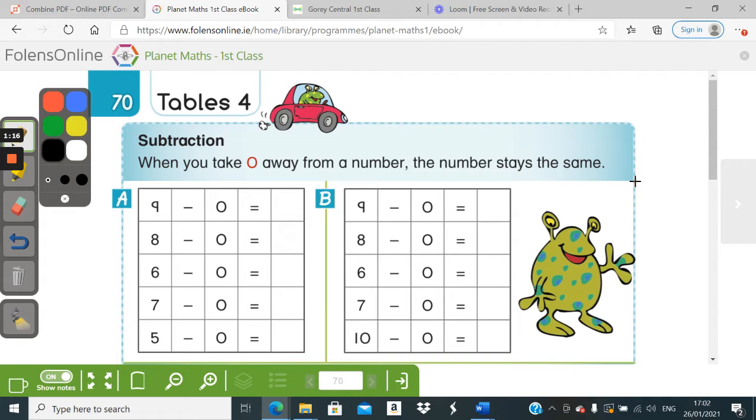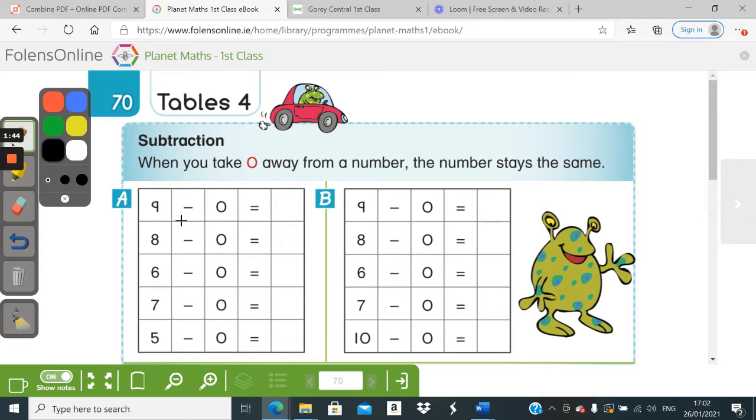So if you have 10 sweets and someone asks you, can I have a sweet? And you say, yes, you can have 0 sweets. Well, what happens? Nothing. You don't give them any because you're giving them 0. You're giving them nothing. And you have the same amount of sweets as when you started, which was 10. So if you have 10 sweets and you give away 0, or 0 are taken away, you'll still have 10. Let's have a look at a couple of these just to show you what I'm talking about.